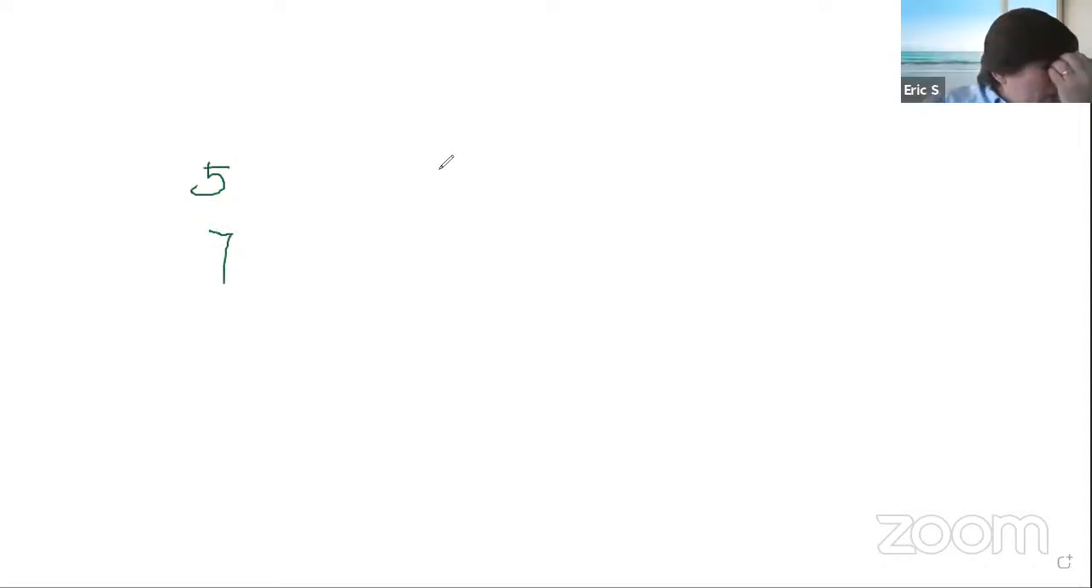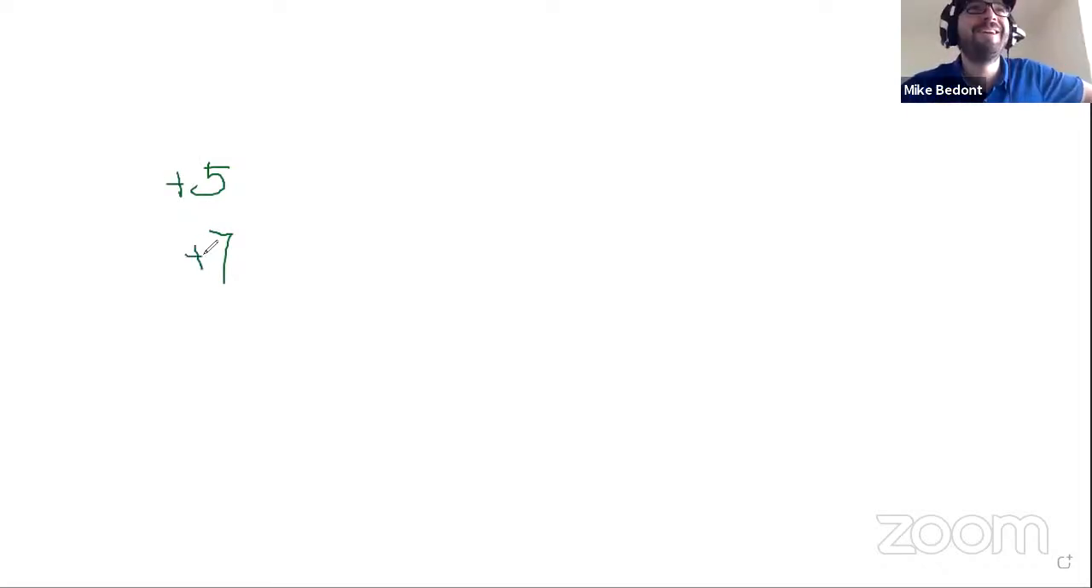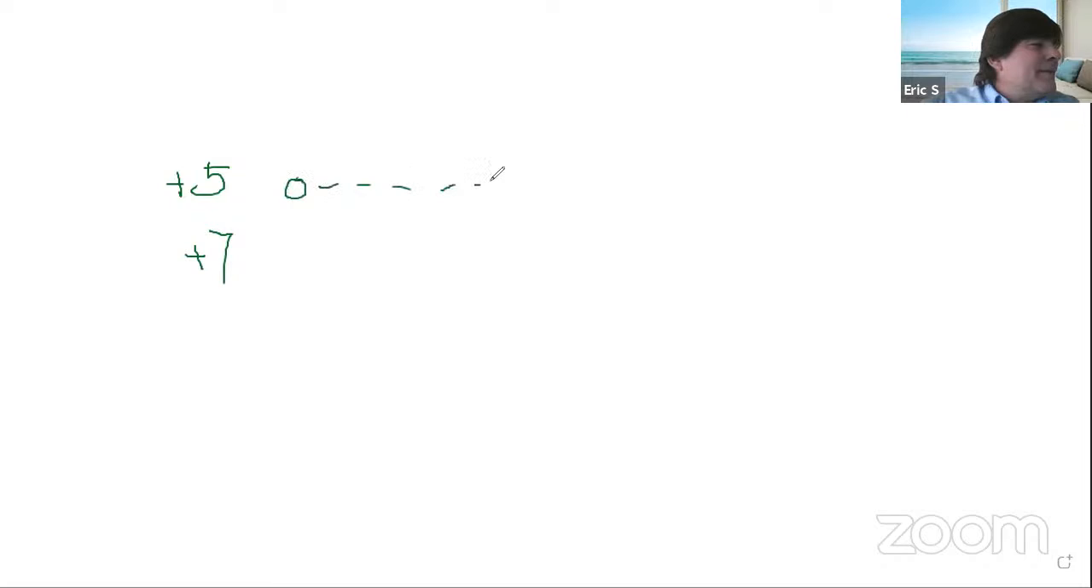Sure. So let's make believe you have a 64-bit computer, okay? So if you have 64-bit integers, I'm not going to write out all 64 bits, but I'll write 0, 0, dot, dot, dot, all the way down to the binary representation of, let's say, a 5, and then 0, 0, dot, dot, dot, all the way down to the binary representation of a 7.